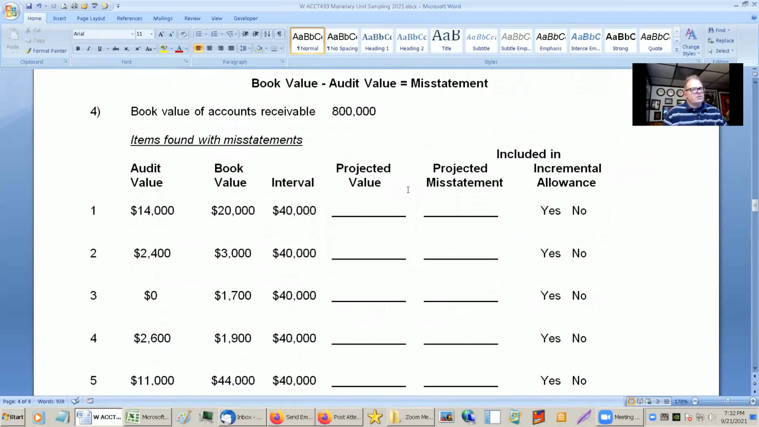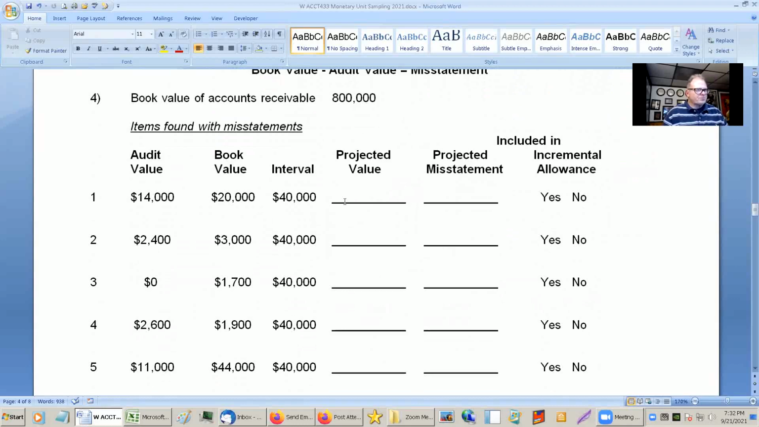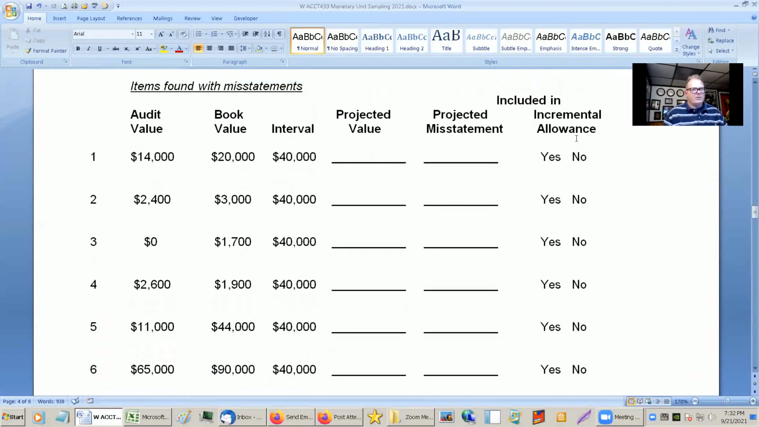Okay, so let's take a look here at our items, and we'll talk about the incremental allowance. Okay, so we have the audit value.